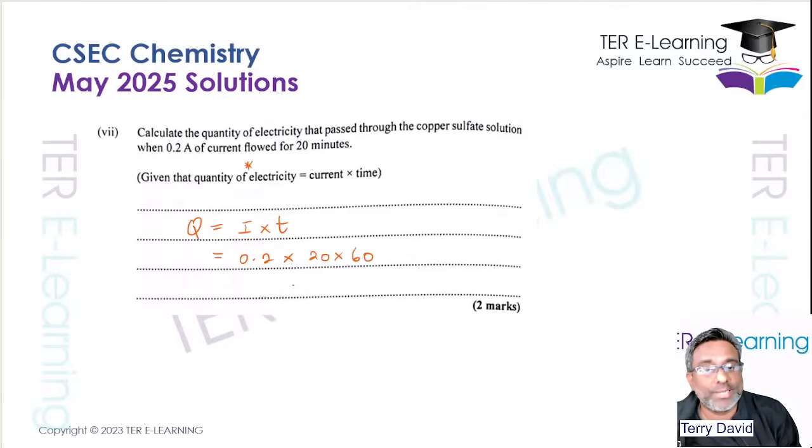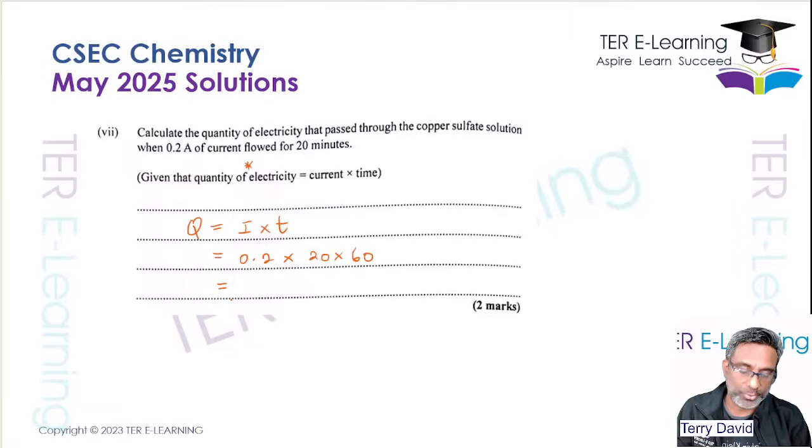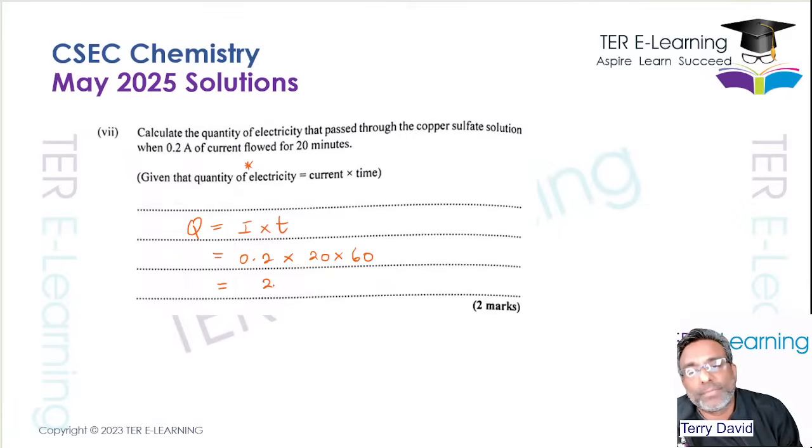So you have to take the 20 minutes and multiply by 60. So this is going to be 0.2 multiplied by 20 multiplied by 60, and you're going to get 240. So we're talking about charge here, so that's coulombs. 240 coulombs.